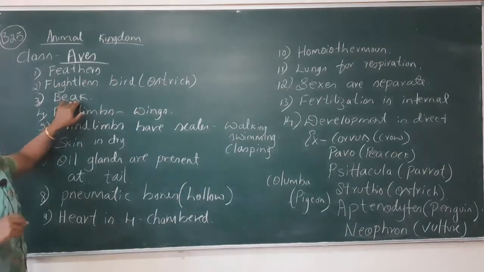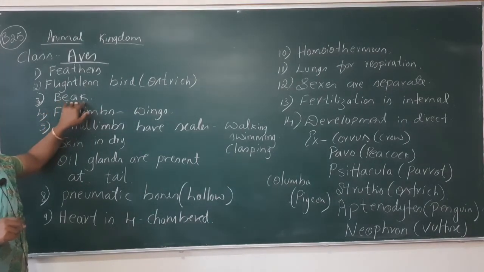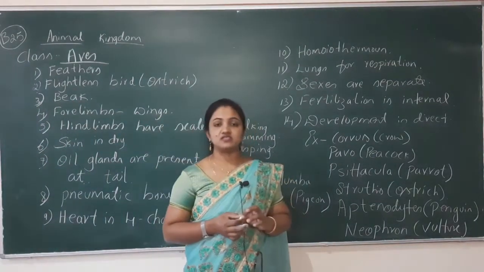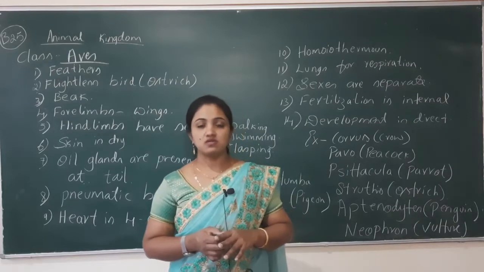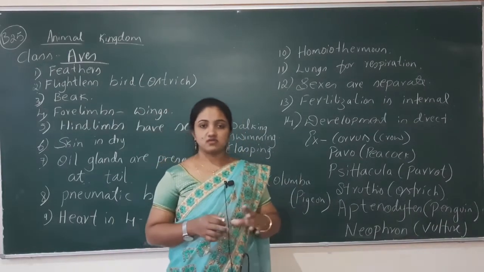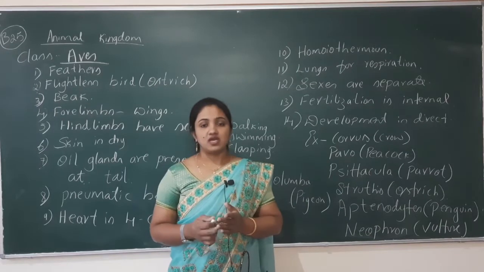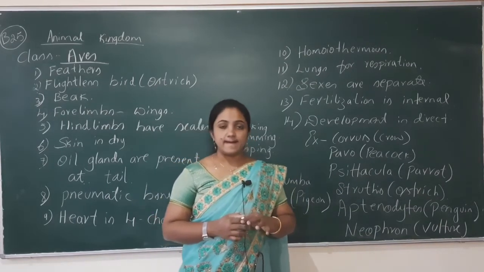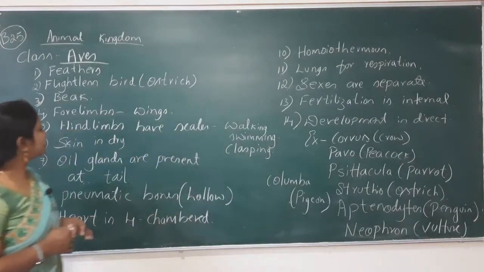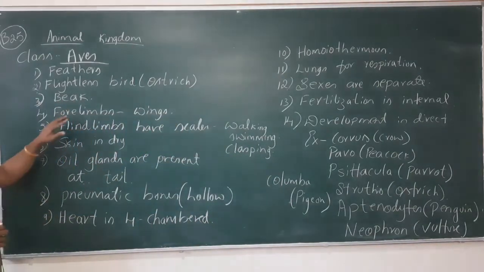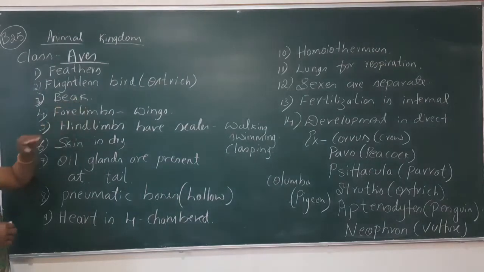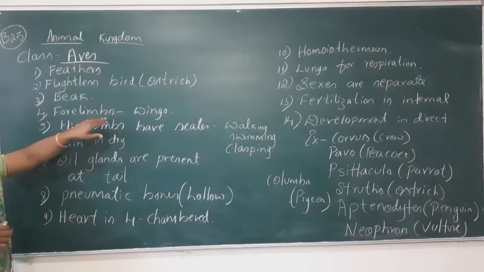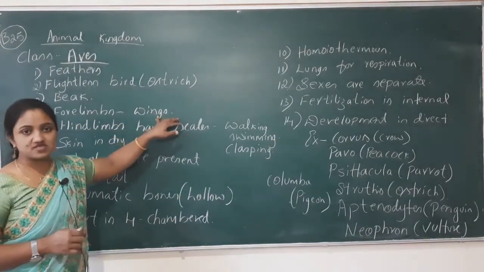They possess a beak. It's not like the organisms such as snake or alligator or turtle. They all have a mouth, and inside the mouth some teeth are present. But here in the class Aves, it possesses a beak so that it can pick its food. The forelimbs are modified into wings.